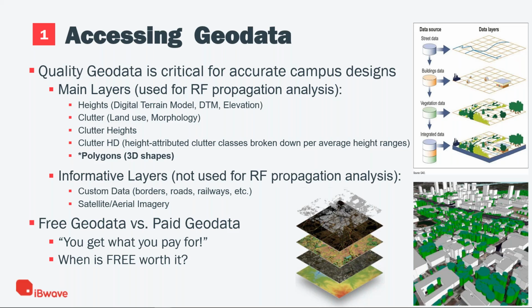So when it comes to those main layers, those RF propagation impacting layers, you're dealing with terrain heights, clutter, even clutter heights, and not to mention clutter HD or high definition clutter, where it addresses clutter classes based on average height ranges. But what's even more critical is 3D buildings and trees, or polygons that represent the different structures that will impact that signal strength.